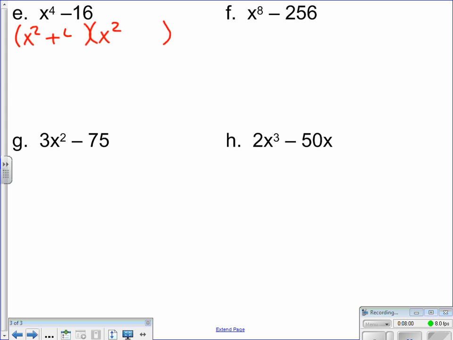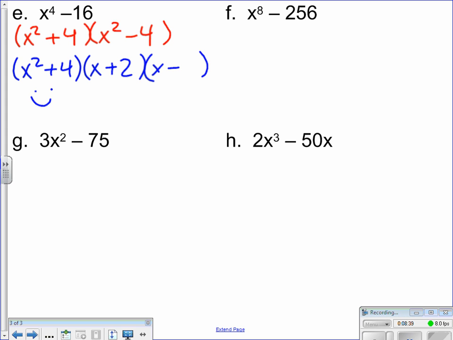Plus 4, minus 4. Now, if you notice, we still have x squared in our factors. So this one, because it's a higher exponent to start with, can continue. Now, x squared plus 4 is a happy couple. Leave them alone. However, x squared minus 4 is not a happy couple. They have differences. So that's going to be x, and negative 4 is plus 2, minus 2.